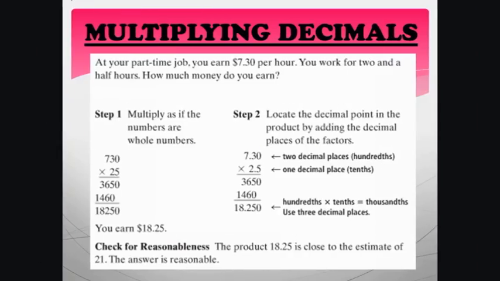I figured we'd start this lesson with a word problem, a very realistic example of multiplying decimals. Our word problem is, at your first job you earn $7.30 per hour. You work for 2.5 hours. How much money do you earn? So you're figuring out how much money you earned in those 2.5 hours.